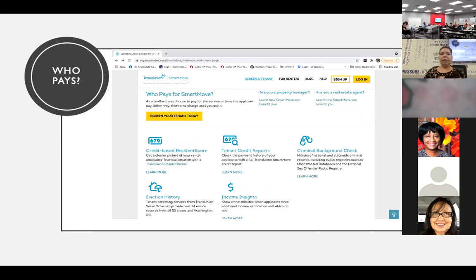So in this slide, it just says who can pay for it. The landlord sets it up, and he can decide who he wants to pay for it. And like I said, customarily, it is the tenant that will pay for this.